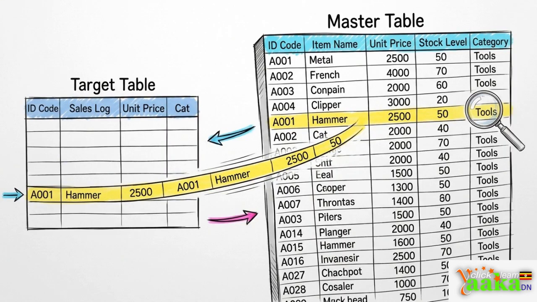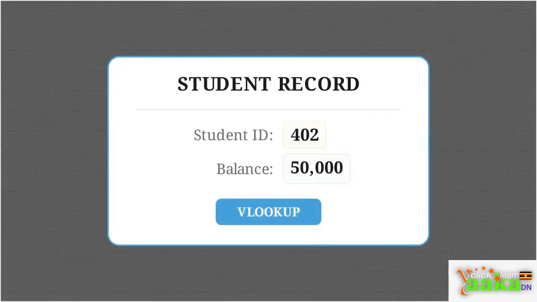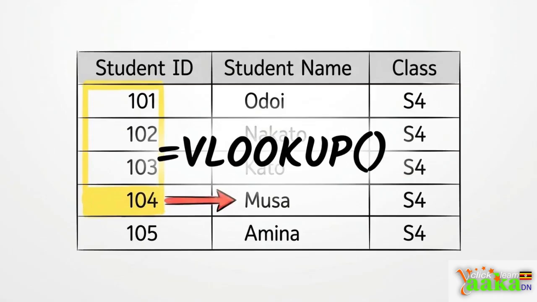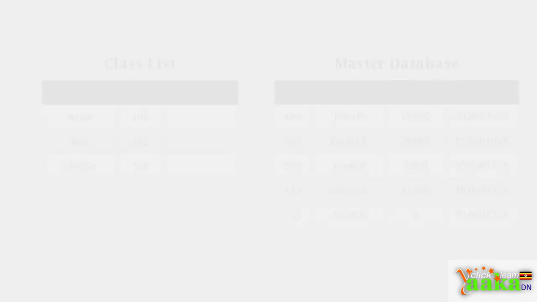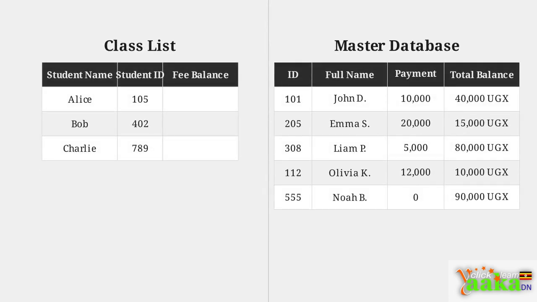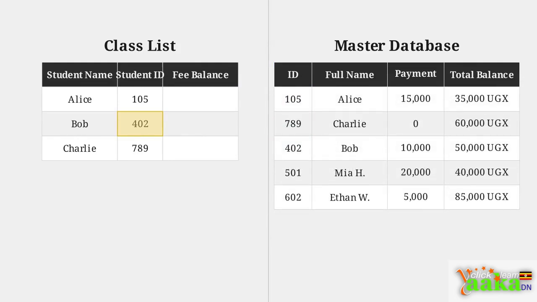Automation also helps us pull specific data out of massive files. Finding one student's fee balance, or the price of a single item in a list of thousands, requires a lookup tool. Think of how a teacher uses a school register. If they know your student ID, they scan the ID column, find your row, and read across to find your name. VLOOKUP does the exact same thing electronically. Watch how this split-screen visualization works. VLOOKUP takes the student ID from the class list on the left, dives into the master database on the right to locate the match, and carries the correct fee balance straight back to the original list.